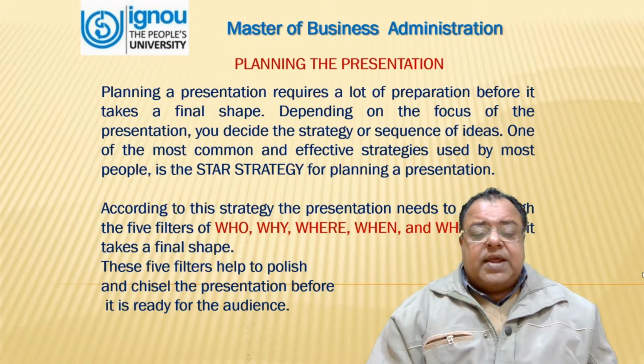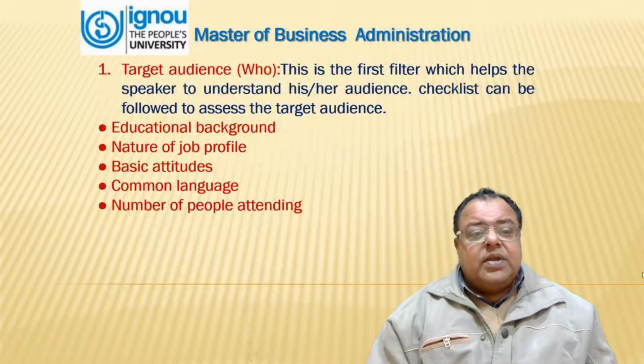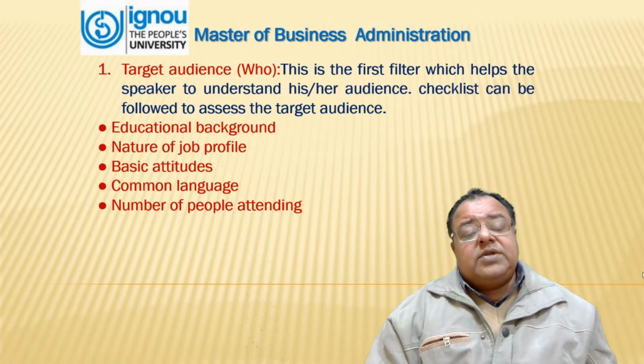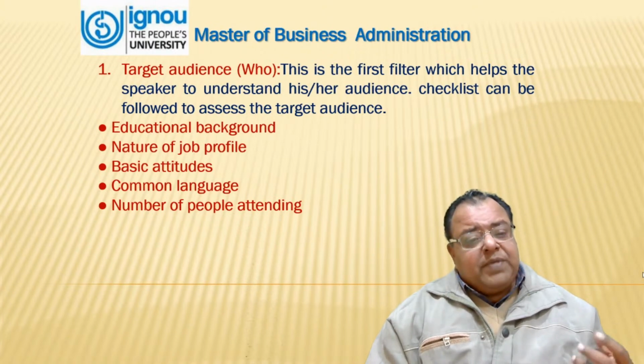These five filters help to polish and chisel the presentation before it is ready for the audience. First, target audience, that is who. This is the first filter which helps the speaker to understand his or her audience. A checklist can be followed to assess the target audience: educational background, nature of job profile, basic attitudes, common language, and number of people attending.